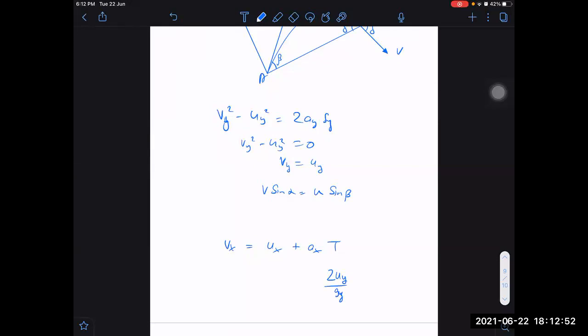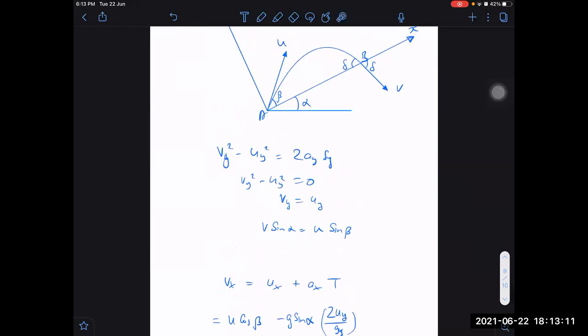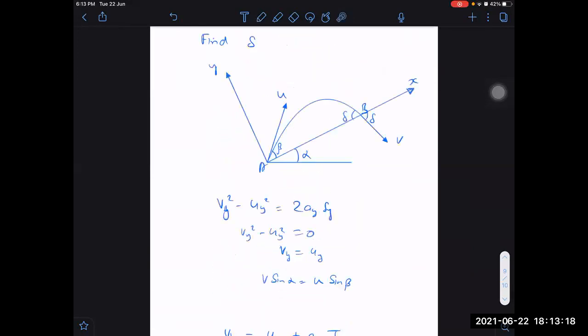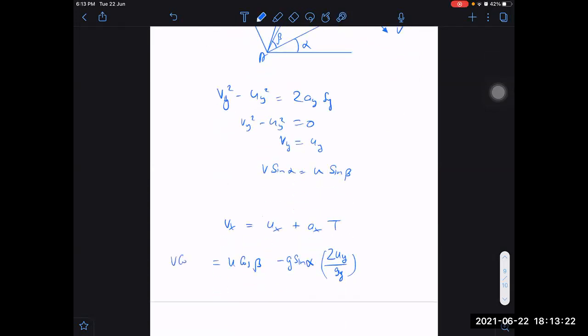Ax is not magnitude wise. This time is magnitude wise, but ax I have to write with sign only. So ax is minus g sin alpha. This is the angle alpha of the incline. And what is ux? U cos beta, only, because u has a component along the x-axis, cos beta. What is vx? V cos delta.